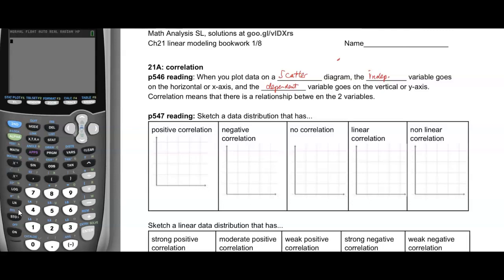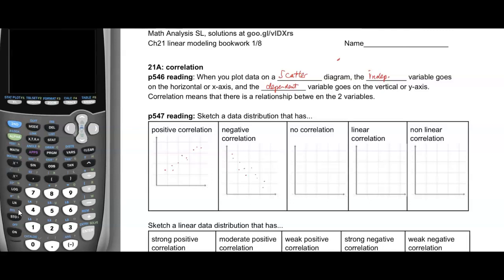So positive correlation means the dots in the scatter plot generally are going up. Negative correlation, on the other hand, means that the dots in general are going down. No correlation means the dots are just kind of a cloud, no trend apparent. Linear correlation means that the dots are arranged pretty much in a line. Nonlinear correlation means that the dots are arranged in some kind of trend, but looks maybe more like a curve.